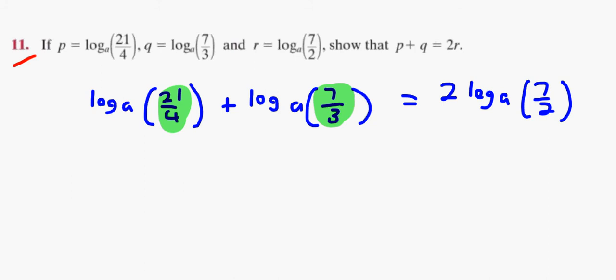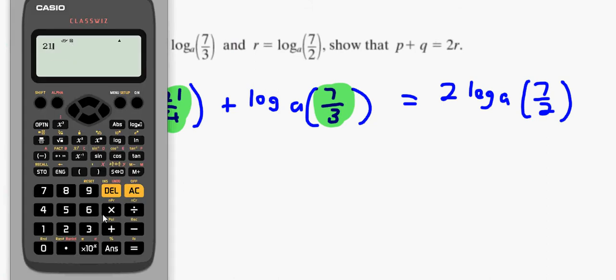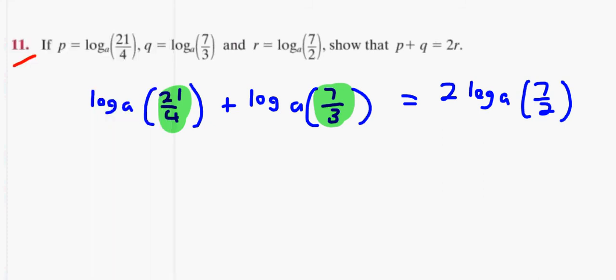Anybody? Did you get 147 over 12? 49 over 4? Now, no coincidence there. What do you notice about those two numbers? 49 and 4. Huh? Squared numbers. So what can we take out?